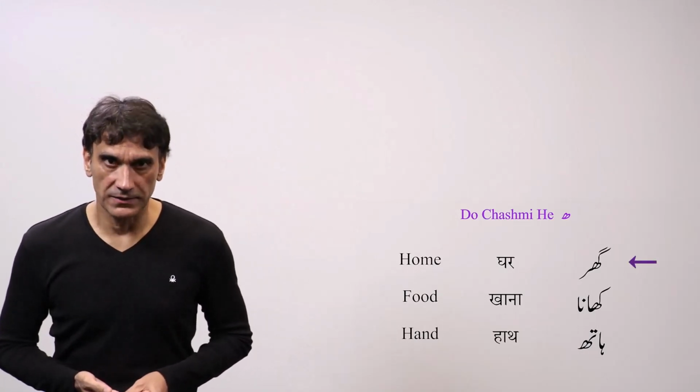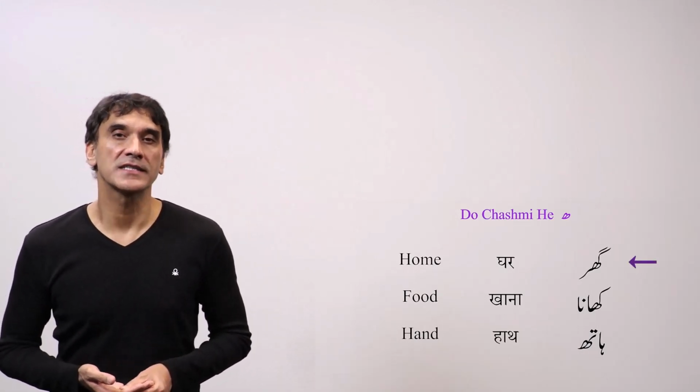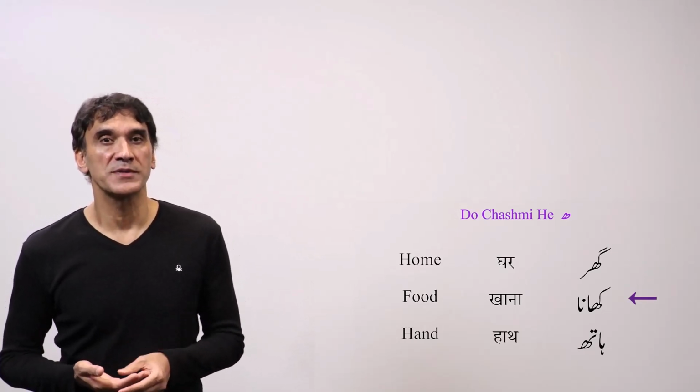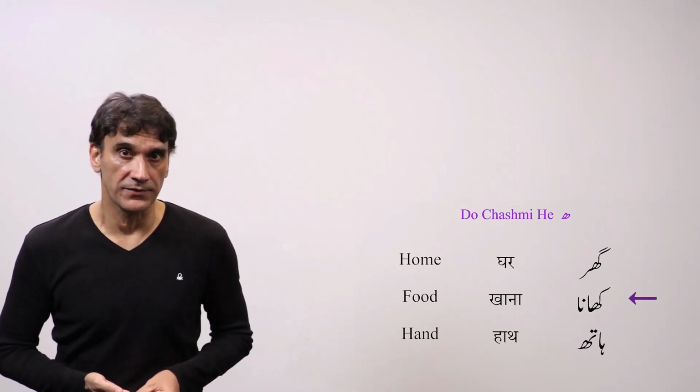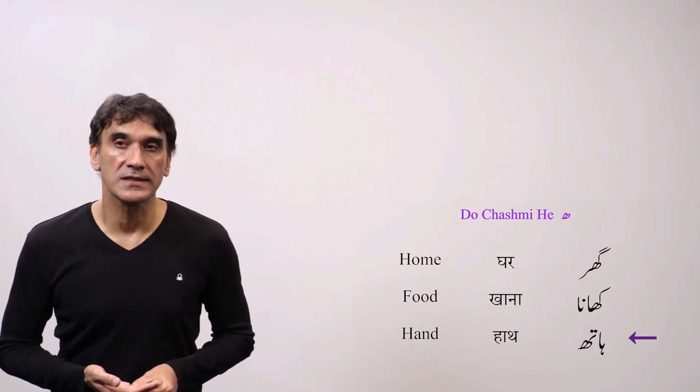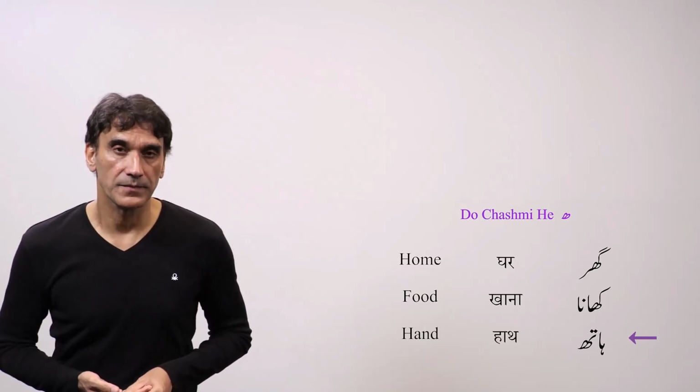The first one is ghar, where do chashmi he makes gh sound out of gaf. The second word is khana, where do chashmi he makes kh sound out of kaf. And in the last word hath, do chashmi he makes th sound out of te.